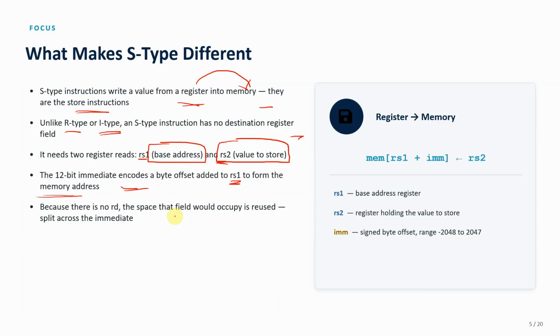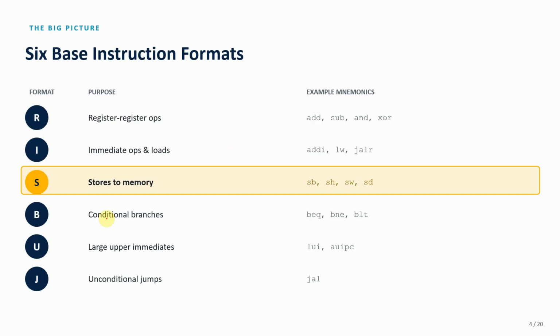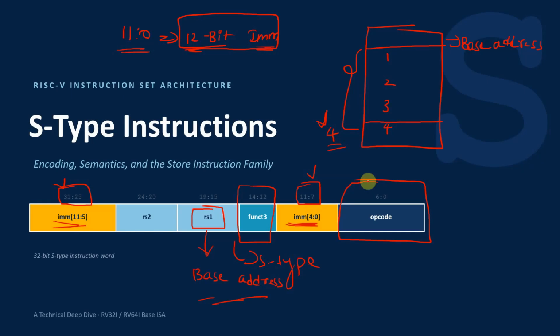Because there is no destination register, the space the field would occupy is reused and split across the immediate. Since we don't have a destination register here, the space which was occupied by the destination register, we are using it for splitting my immediate field.